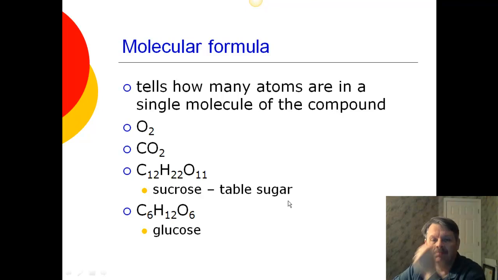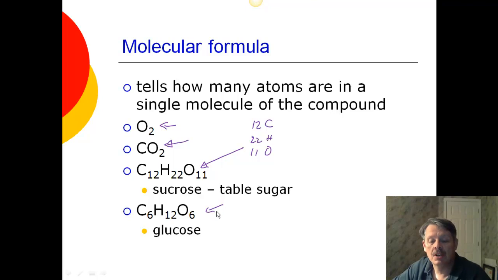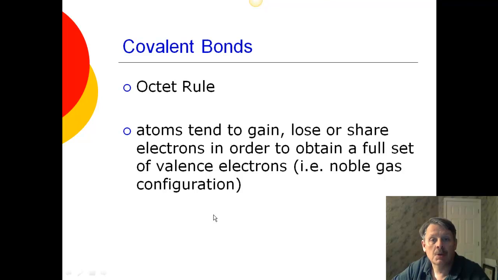Now, you already know this, or you should already know this from previous classes, but I want to go over it again. If you have the molecular formula for a compound, it tells you how many atoms are in a single molecule of the compound. Remember, we're talking about covalent molecules here. So for O2, that tells us we have two oxygen atoms. CO2 tells us we have one carbon and two oxygens. Sucrose, which is table sugar, that white stuff, you've got 12 carbons, 22 hydrogens, and 11 oxygens. And similarly for glucose, you've got 6 carbons, 12 hydrogens, and 6 oxygens. You should know that by now. I just wanted to go over that because that will help us as we go on.